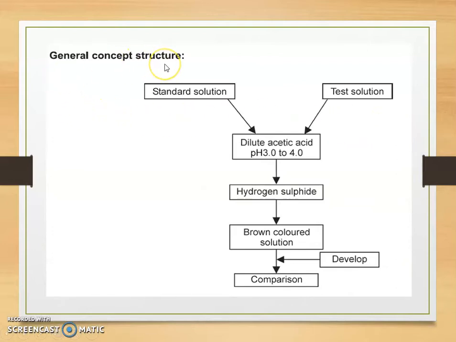Then the general concept. First of all, we have to prepare standard solution and test solution, that means the examined sample. Then in both the Nessler cylinders we have to add dilute acetic acid which has pH 3 to 4. Then hydrogen sulfide, and after addition of hydrogen sulfide the brown colored solution is developed. And now the last stage, comparison: the test solution is compared with the standard solution.